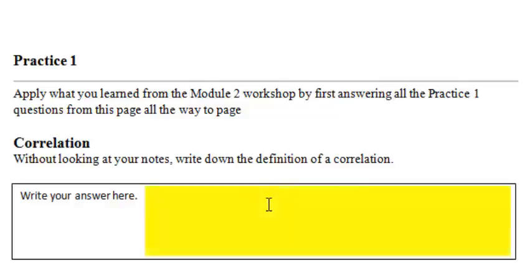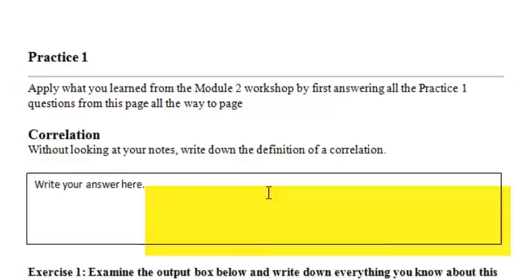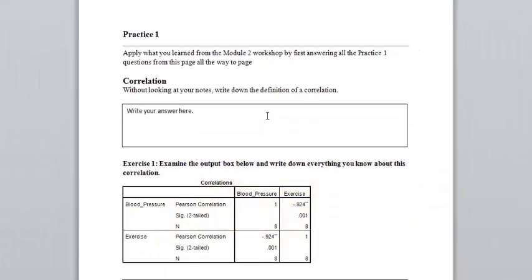Okay, a correlation is the relationship between two variables. So you can have, like we talked about in the last module, one variable could be exercise, the other could be blood pressure. You could be looking at a relationship between marriage and money problems. That would be two variables, and you can correlate those variables. So a correlation is the relationship between two variables.